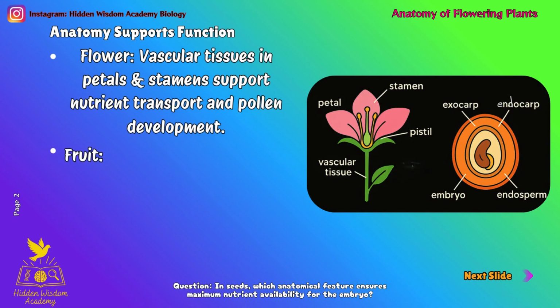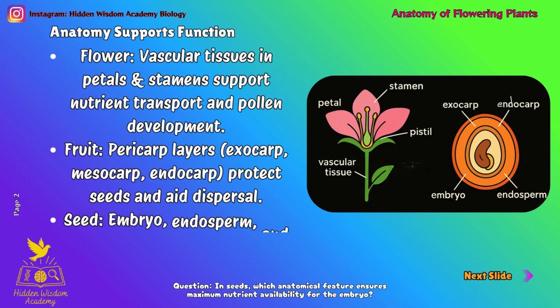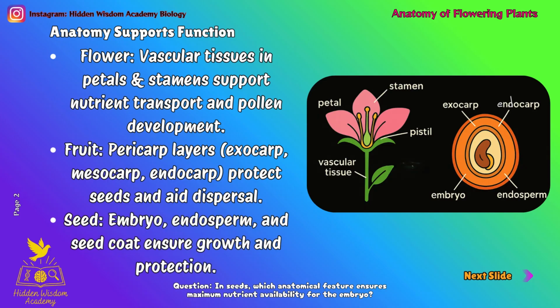Now, let's see how anatomy supports the function of flowers, fruits, and seeds. In flowers, vascular tissues in petals and stamens help transport nutrients and support pollen development. In fruits, the pericarp layers, exocarp, mesocarp, and endocarp, protect the seeds and aid in dispersal. In seeds, the embryo, endosperm, and seed coat ensure proper growth and protection.